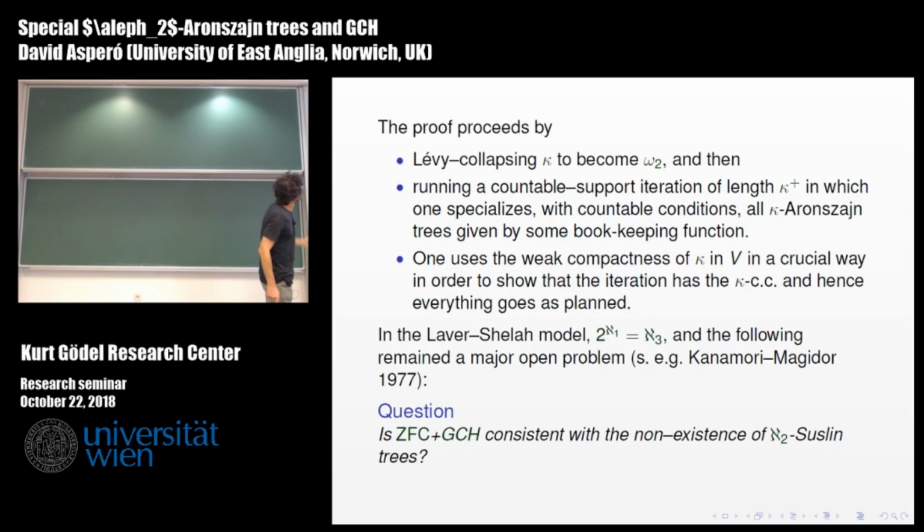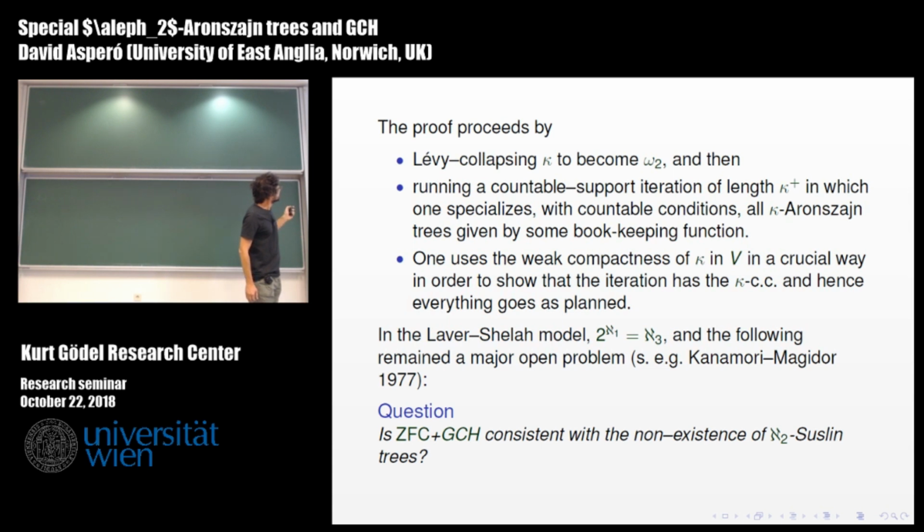Okay, so the proof of the Laver-Shelah result proceeds by, well, you first collapse kappa to become Aleph-2, so you Levy collapse it, and then you run a countable support iteration of length kappa plus, in which you are fed with names for kappa Aronszajn trees, and then you specialize all of them one by one. So that's all you do. But you have to show that things go well, and for that you use the weak compactness of kappa in a crucial way, in order to show that the iteration has a kappa chain condition.